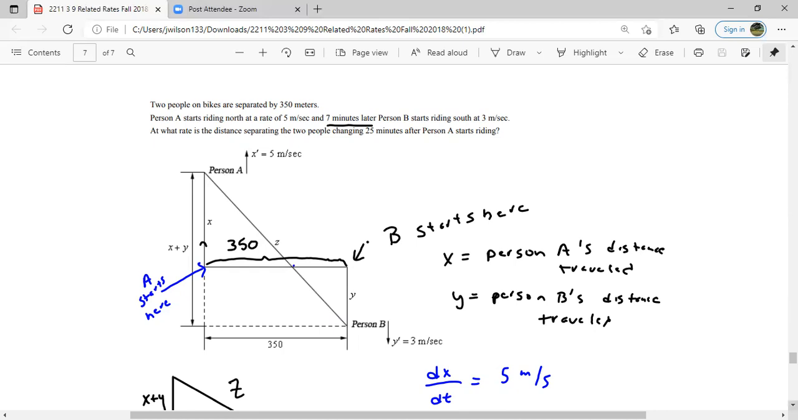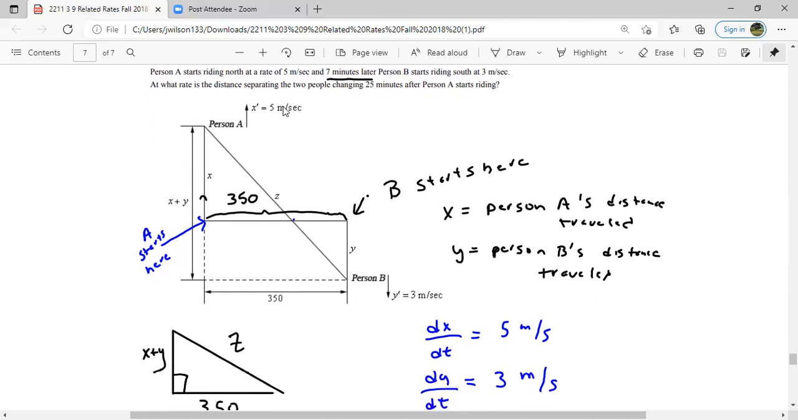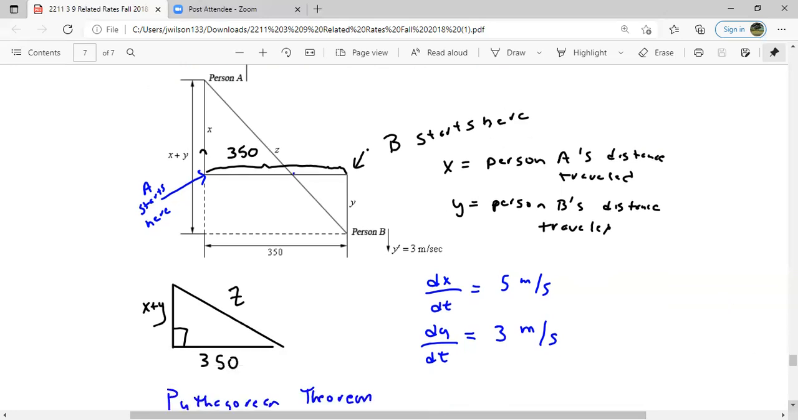We do know person A's rate, and we do know person B's rate. I'm going to call this one dx/dt, because x is the distance that person A travels, and that's 5 meters per second. That was given. And this one dy/dt, because person B is going at a rate of 3 meters per second. Now I am going to use the Pythagorean theorem. This side is 350. In the big triangle, this side is x plus y, and this side is z.